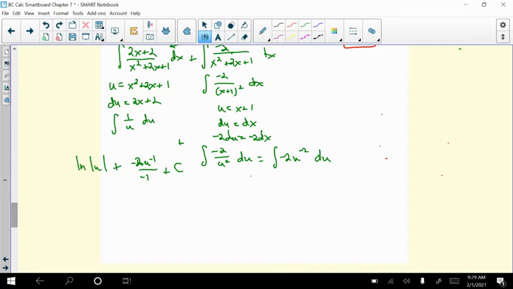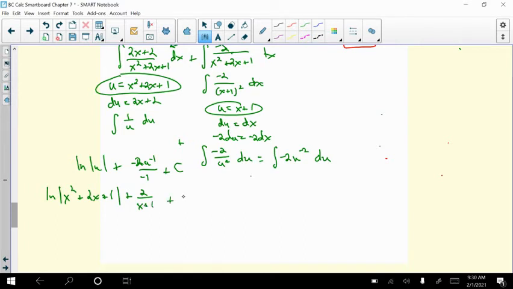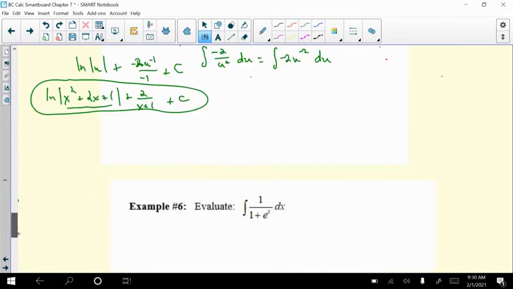Now, what was u in the first example? Again, keep track, because this u is different than this u, so as long as you keep track, you're okay. So that's natural log of the absolute value of x squared plus 2x plus 1. And then the negatives cancel, so this becomes 2 divided by our u value here, which was x plus 1, and then plus c. Now, the absolute value around the natural log isn't really necessary, simply because this is always going to be positive. But if you put it, that's fine too.